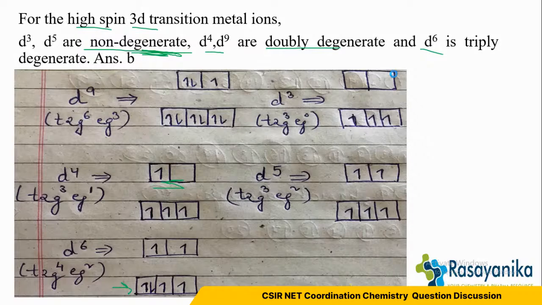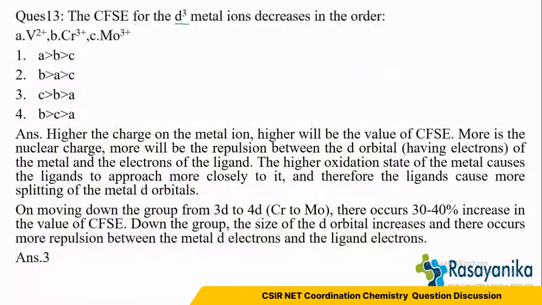Now the CFSE of 3d metal ions decreases in the order. Okay. Now we need to find the criteria for the CFSE. Here, if you know this fact that the higher the charge of the metal ion, the higher will be the value of CFSE, if you know only this, you can eliminate option A. Why? Because it has a +2 charge and these two have +3. So this is what you have to do. Eliminating the options and answering helps in MCQ based exams.